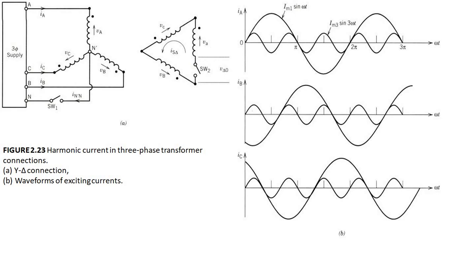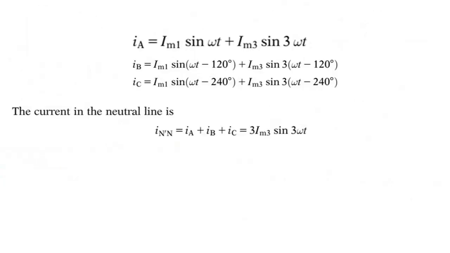The diagram is represented by the sinusoidal waveform. Ia is equal to Im1 sin omega t plus Im3 sin 3 omega t. Ib is equal to Im1 sin(omega t minus 120 degrees) plus Im3 sin 3(omega t minus 120 degrees). Then Ic is equal to Im1 sin(omega t minus 240 degrees) plus Im3 sin 3(omega t minus 240 degrees). The current in the neutral line is In equal to Ia plus Ib plus Ic, which is equal to 3 Im3 sin 3 omega t.